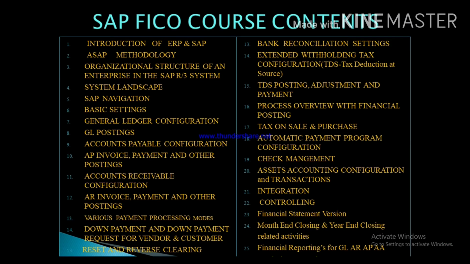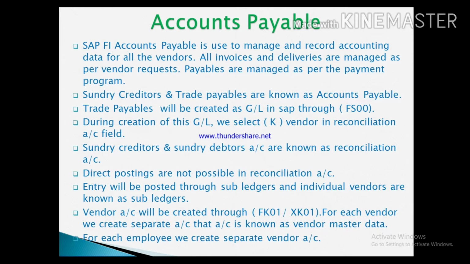Friends, today we will learn about accounts payable configurations. What is accounts payable? In SAP FI, accounts payable is used to manage and record accounting data for all the vendors. All invoices and deliveries are managed as per vendor request. Payables are managed as per the payment program. Sundry creditors, trade payables are known as accounts payables.